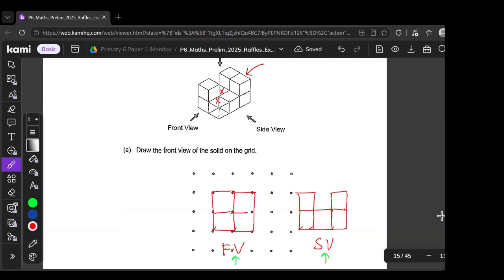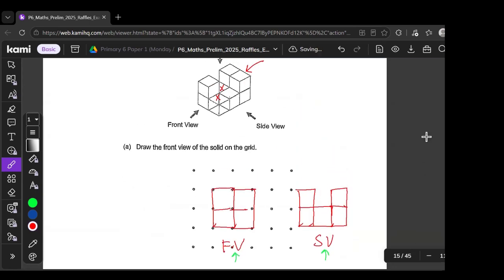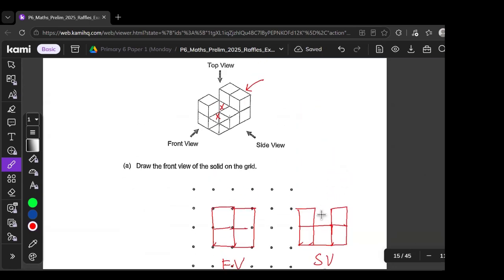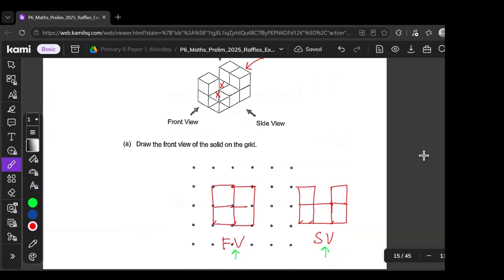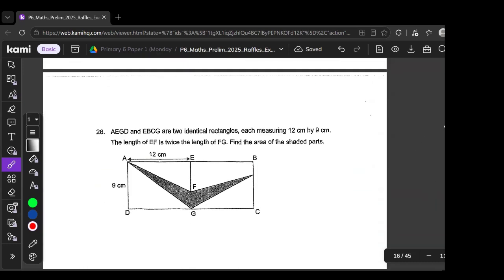So your answer is how many? Your answer is only two. And if you try to put more cubes, what happened? Then you will see the front view and the side view change already. So once the front view and the side view change, what happened? You have put the wrong cubes. Okay, are you clear? Okay, all right. Let's go to the next one. Question number 26, methods.